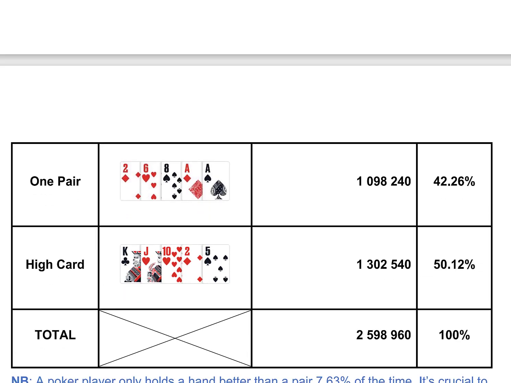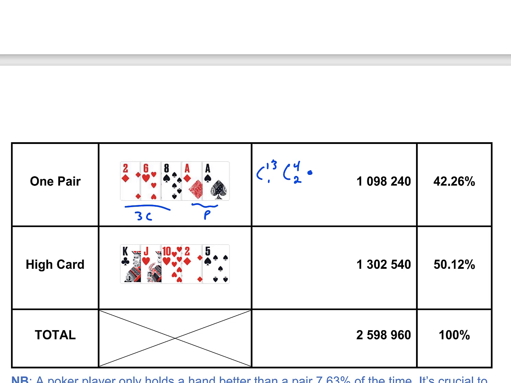Okay, two more rows to go. We have one pair, and then three cards that don't have the same rank. So let's choose our pair first. We need a rank for our pair, so 13 choose 1. And then we have four suits of aces in this case. We choose two of them for a pair.